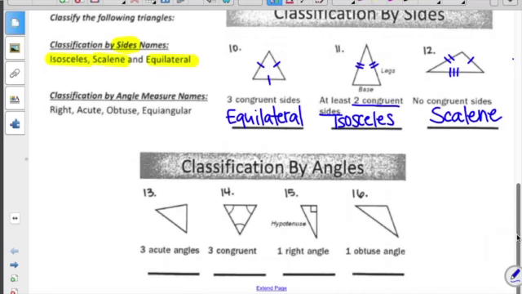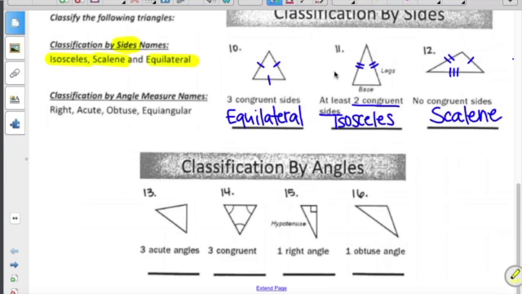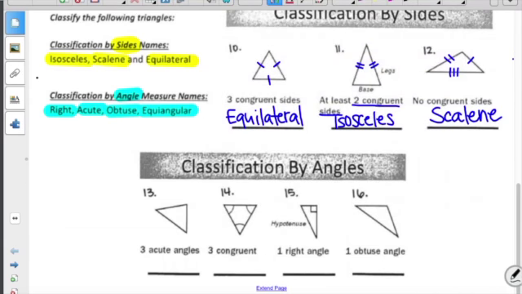The last one on this page is we're going to do classification by angle. And our options for that are you could have a right triangle, an acute triangle, an obtuse triangle, or equiangular triangle. So the first one says it has 3 acute angles, or 3 angles less than 90 degrees. That's going to be our acute triangle. All 3 angles are acute.